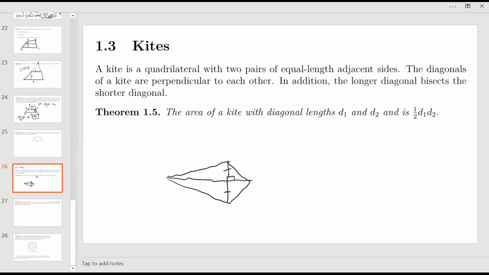So if we let D1 and D2 be the lengths of the diagonals, we get that the area is equal to 1/2 D1 D2. It's not hard to prove. You just let this be x, and let this be D1 minus x, and just find the area of each of the four right triangles separately and add them up.